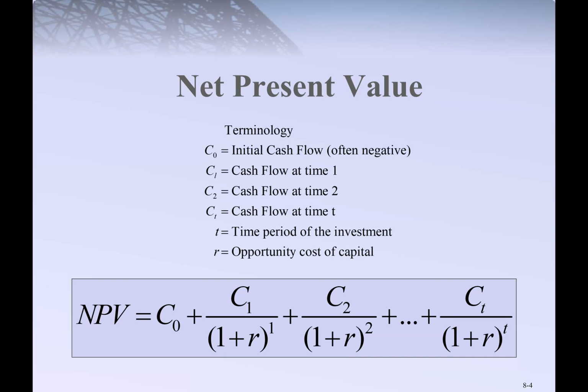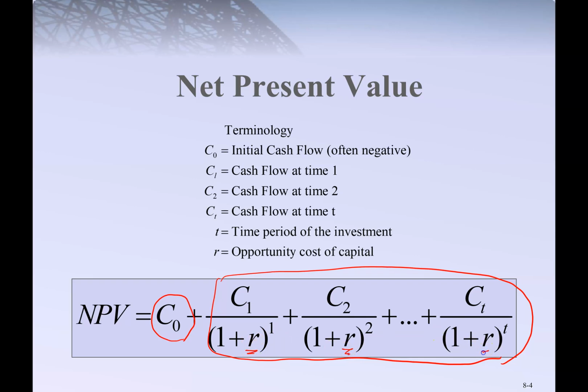So net present value is the sum of initial cash outflow and the present value of all the future cash inflows generated by the investment project. And we use the opportunity cost of the capital as a discount rate to discount the future cash flows into a present value. Okay, so let's go over a numerical example.